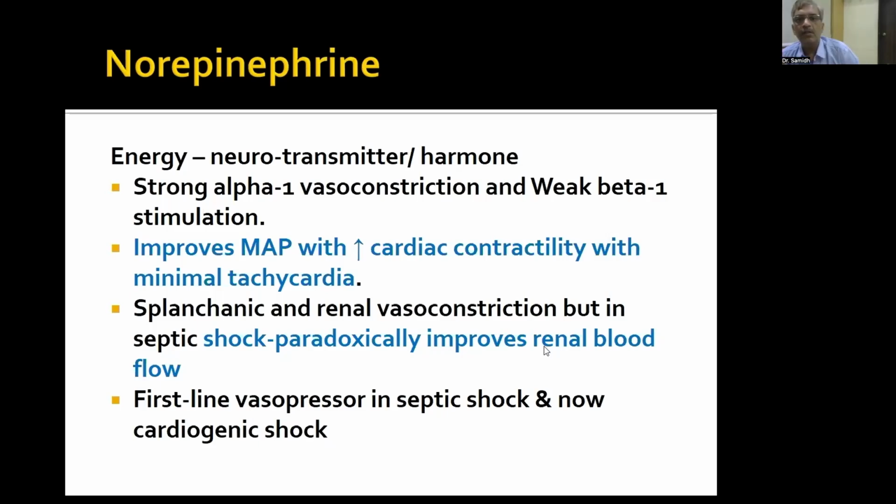And that is why the maximum benefit of norepinephrine is because of this effect, that it doesn't increase the tachycardia. Normally, it causes splanchnic and renal vasoconstriction, but in septic shock where there is an abnormal vasodilatation, paradoxically it improves the renal blood flow. It is the first-line vasopressor in septic shock and now even in cardiogenic shock.